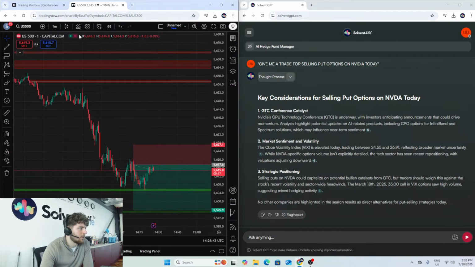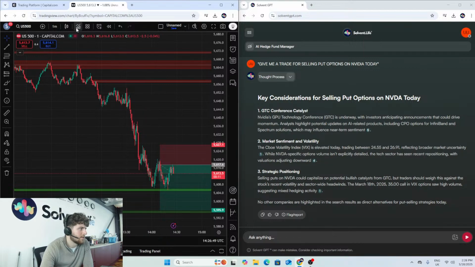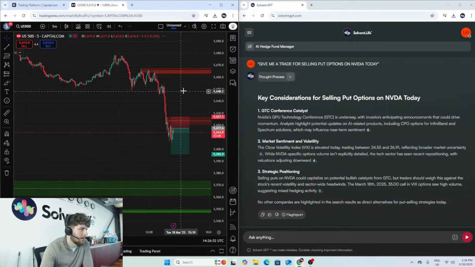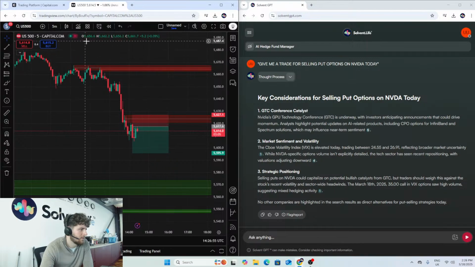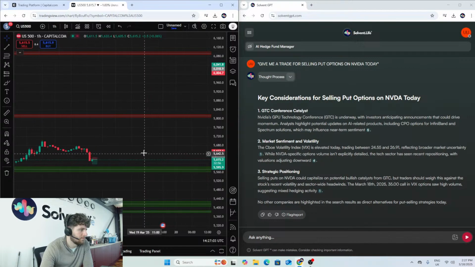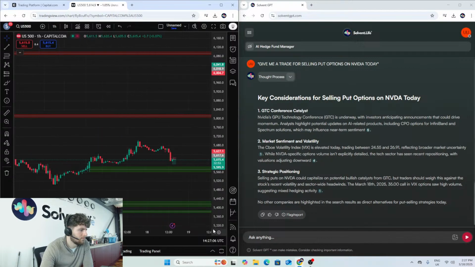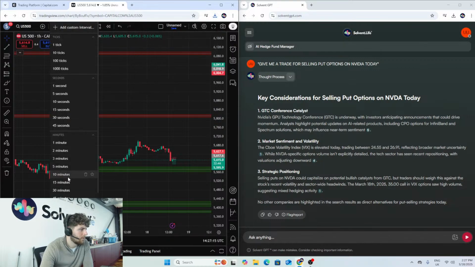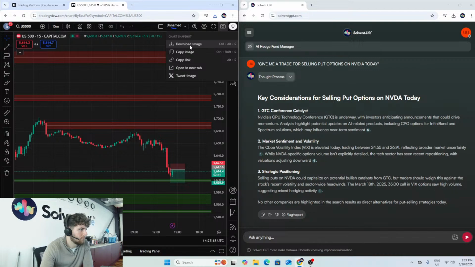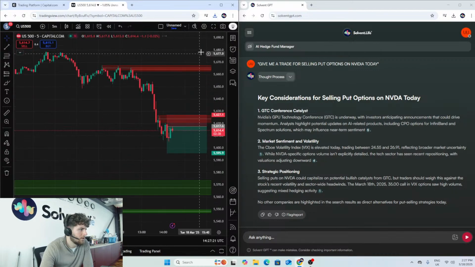Okay. Now I do want to take a couple images and just update the GPT on how our trade is sort of performing. Let's go from the 1 hour. We'll drop to the 15 and down to the 5. Let's go from here.